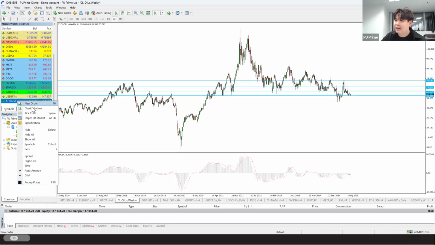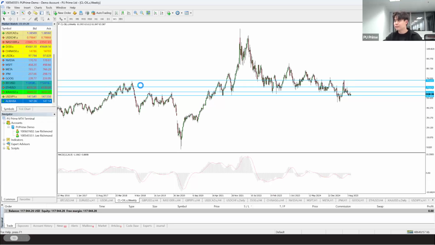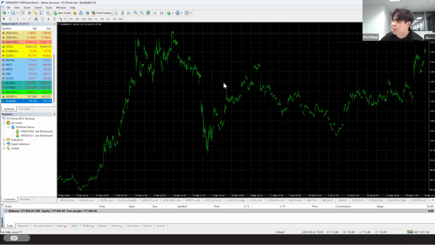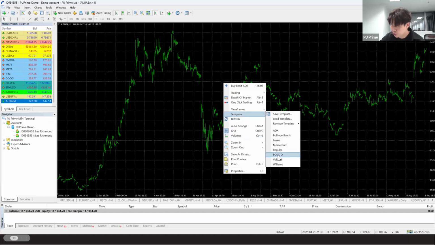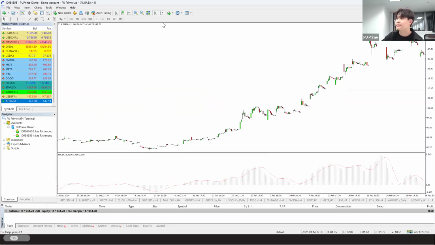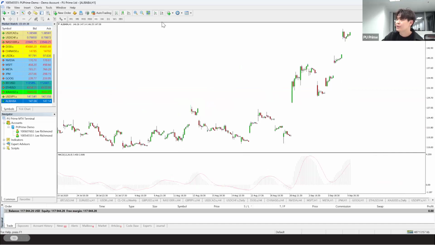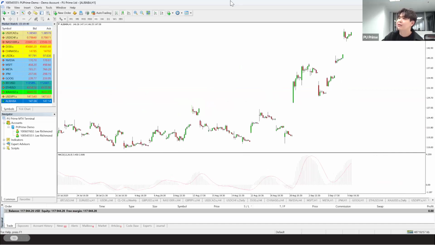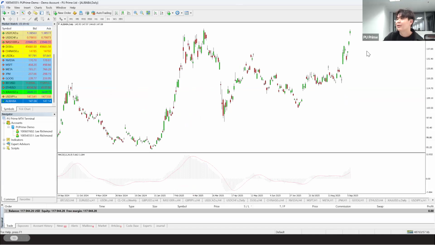Then you just right click it, chart window. Then you can see the chart will be shown. And then you can choose your favorite template. So when you choose it, you can see that we have the Alibaba here. Okay, so it's simple.